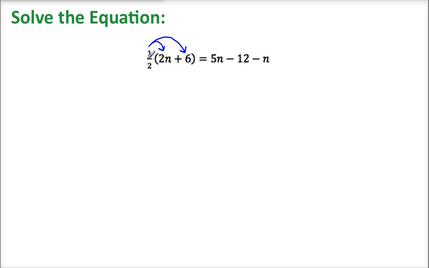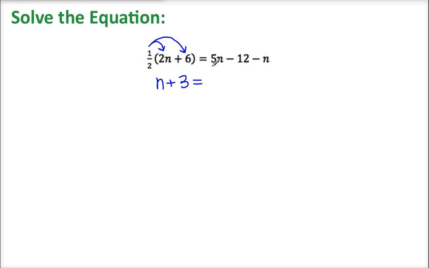everything on the inside. If we do 1/2 times 2n, that's half of 2, which is 1. So we have 1n. And then 1/2 times 6 is just half of 6, which is 3. Okay, not so bad. So don't freak out when you see that fraction out there. It's actually not too bad. Okay, so this side is simplified. Let's see what we can do to simplify this side.